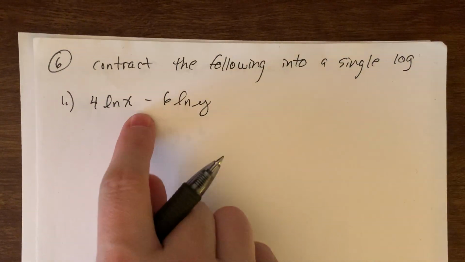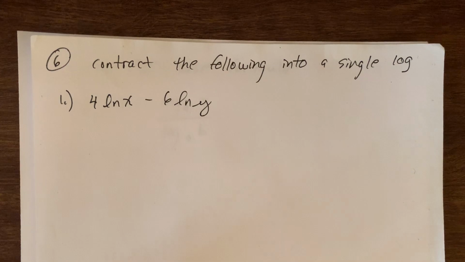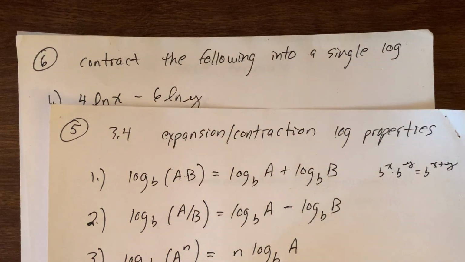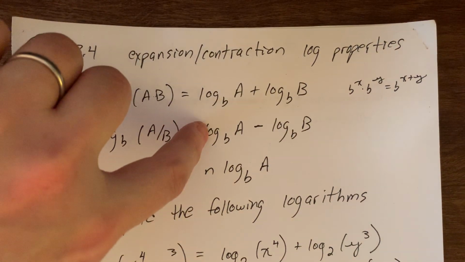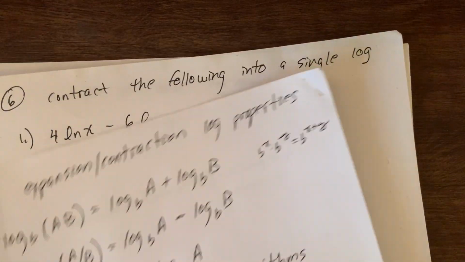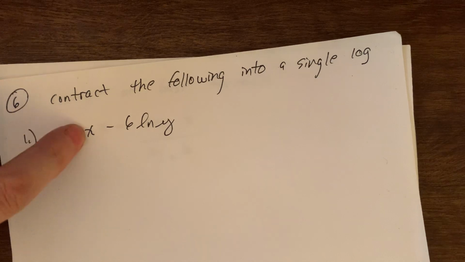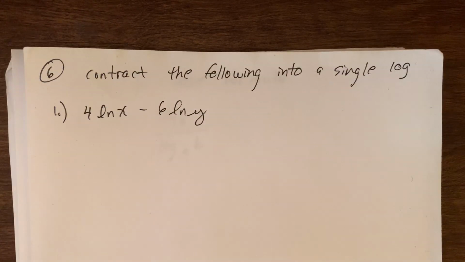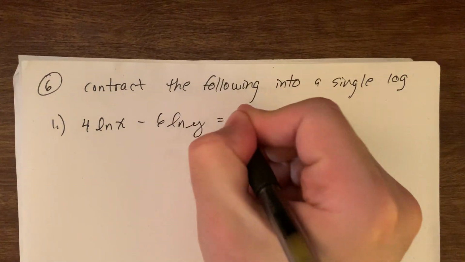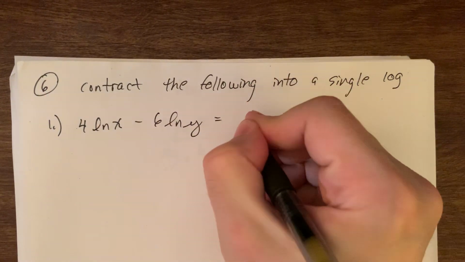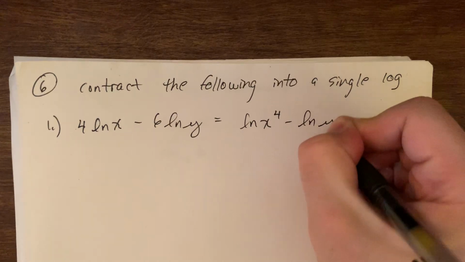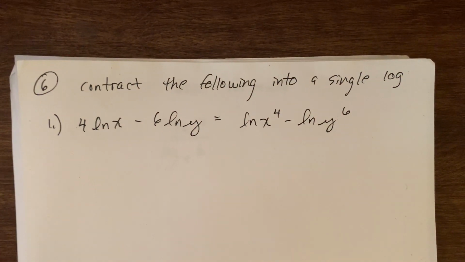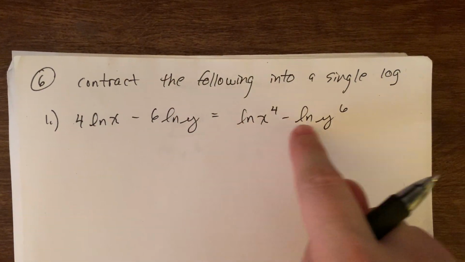I can't start with the subtraction. The rule, in order to contract, is I can't have a number in front of the logs. I need them to be plain log minus plain log. But here I've got 4 log and 6 log. So like we were mentioning a moment ago, we have to start by bringing these inside. Log of x to the 4th power minus log of y to the 6th power. And now I've got log minus log.